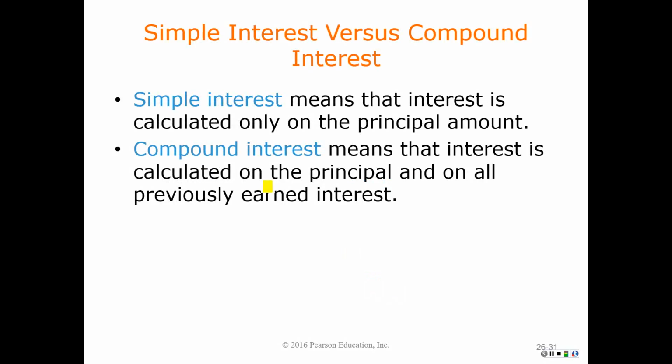Now, there are two different kinds of interest that you should have heard of by now. The first is simple interest, which simply means that interest is only being calculated on the principal amount that is in my particular account. So if I invest $10,000, simple interest means I will generate interest on that $10,000 every year, but only on the $10,000. Compound interest, on the other hand, says that interest is going to be calculated not only on the $10,000 amount or principal that I have invested, but all of my previously earned interest.